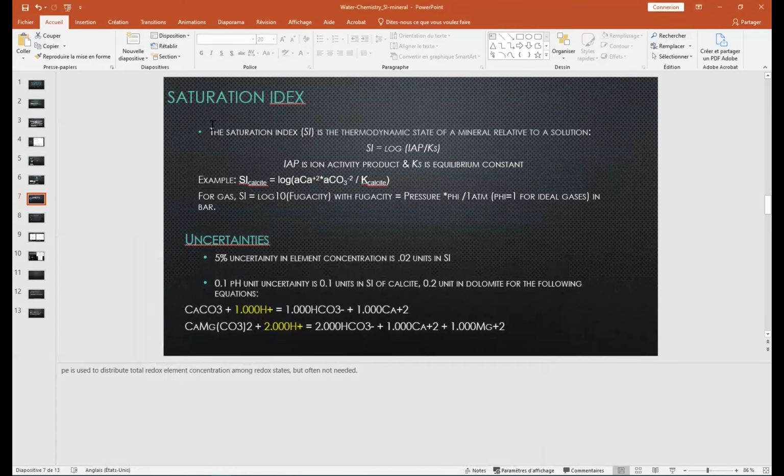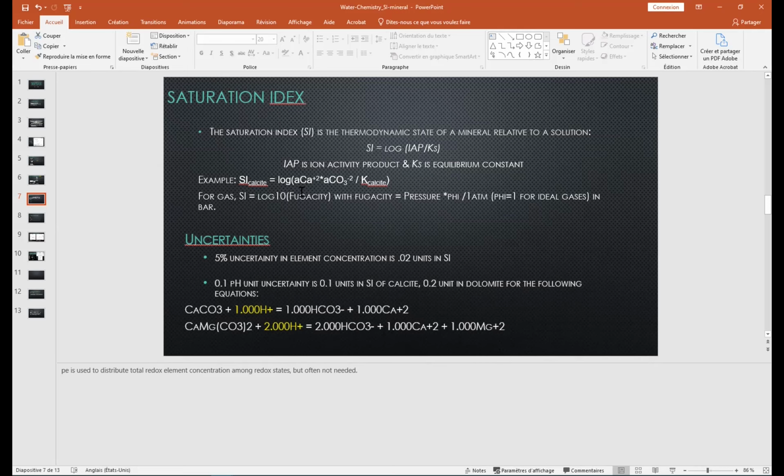So for those of you who don't know what the saturation index is, it's just the logarithm of the ion activity product you have in your reaction over the solubility coefficient of the reaction you are considering. So for example, for the calcite we have seen just before, it's the logarithm of the activity of calcium and carbonates over the solubility of the calcite.